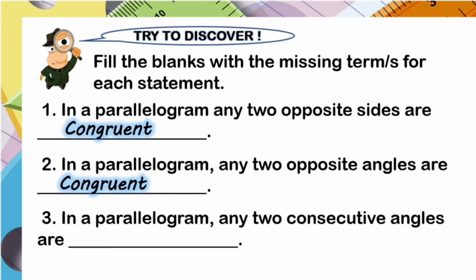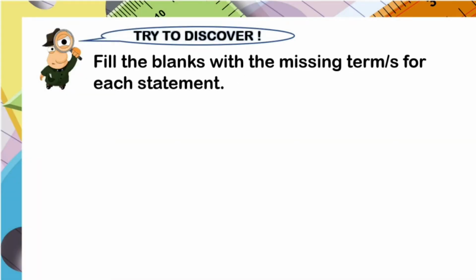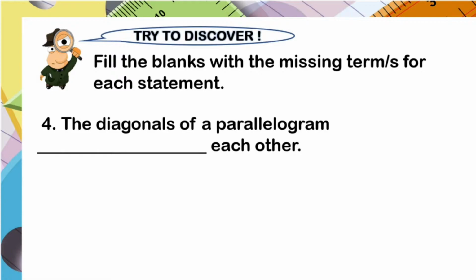For number 3, in a parallelogram, any two consecutive angles are blank. Have you figured out the answer? If your answer is supplementary, well done, you got the correct word. Let's proceed to number 4. The diagonals of a parallelogram blank each other. What do you think is the missing word? The correct answer is bisect.